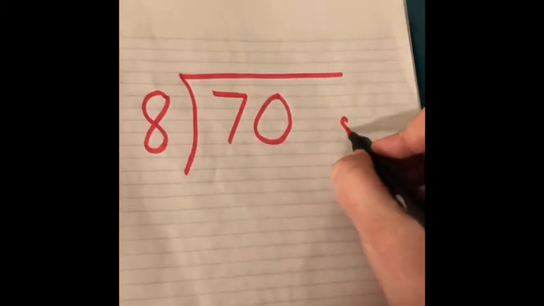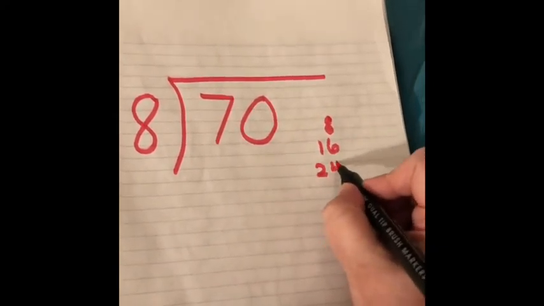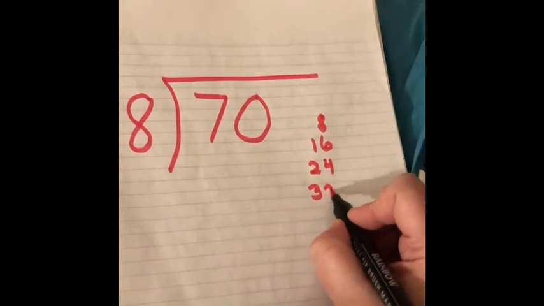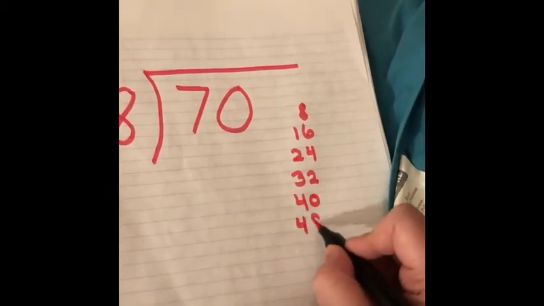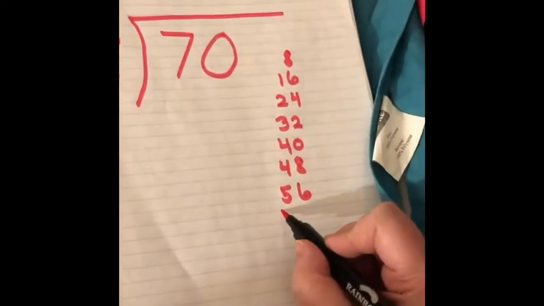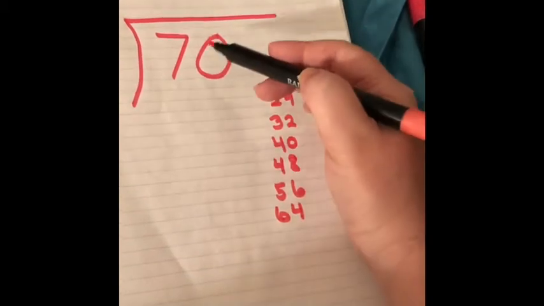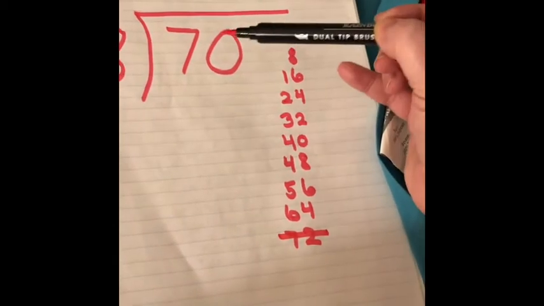So we have 8, 16, 24, 32, 40, 48, 56, 64, we're getting closer, and then 72. Well, right there, put on the brakes. We went past the 70.